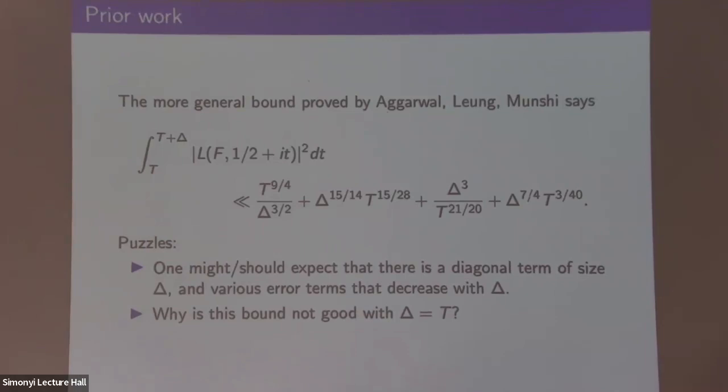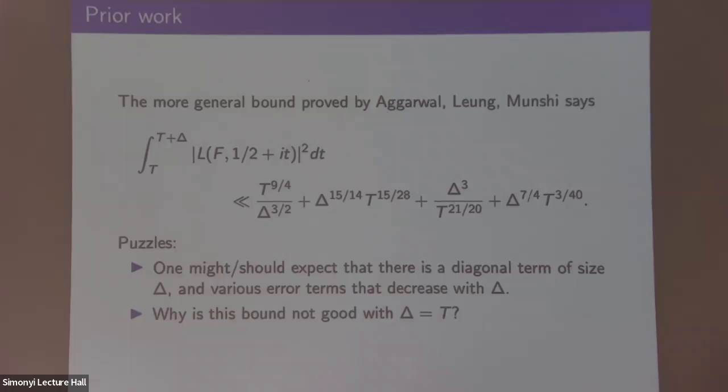And then usually there should be some part that decreases with delta. So you have an increasing term and a decreasing term. The diagonal term is increasing in delta, and the off-diagonal terms are decreasing in delta. And here we have 3 of these terms increasing in delta, but not linearly in delta, and one decreasing in delta. I just found this puzzling. I wanted to understand what was going on. Also, if you just take delta equals t in their result, you get something worse than the mean value theorem, something worse than the trivial bound. So I thought that was surprising.